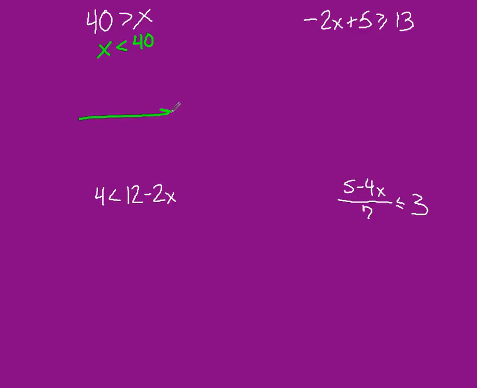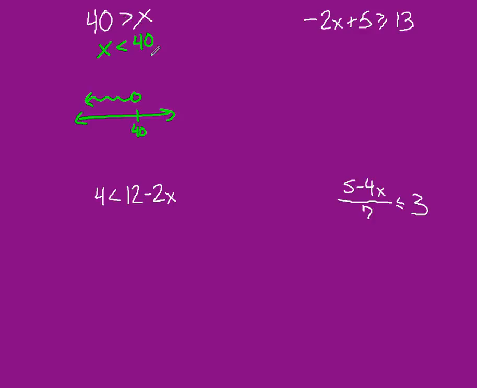Of course we can graph this. I think we're good at graphing. Here's 40, open circle to the left. Now you can also read this from right to left. 40 is greater than x, or right to left, x is less than 40. And that's exactly how we wrote it when we rewrote.